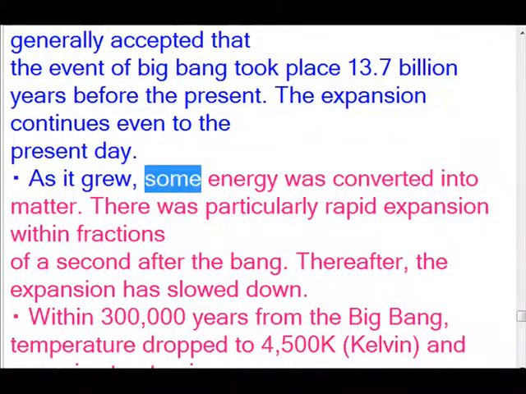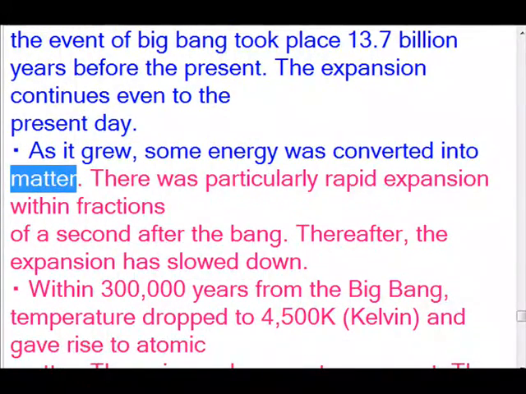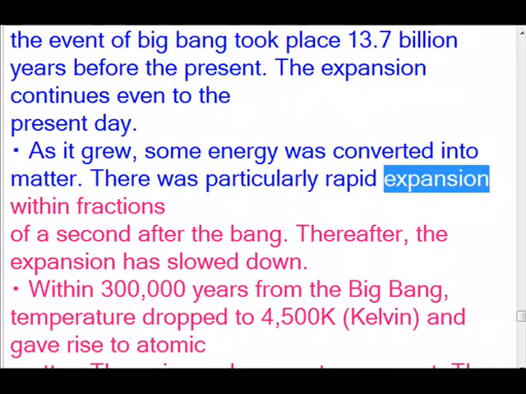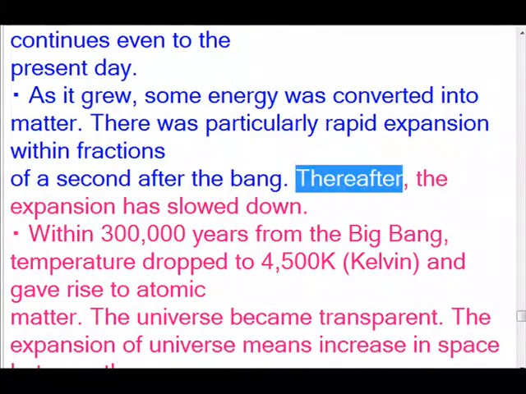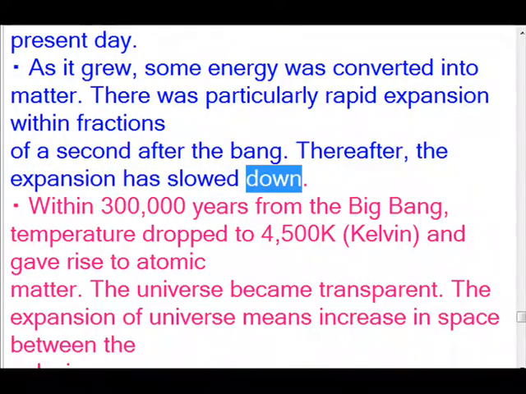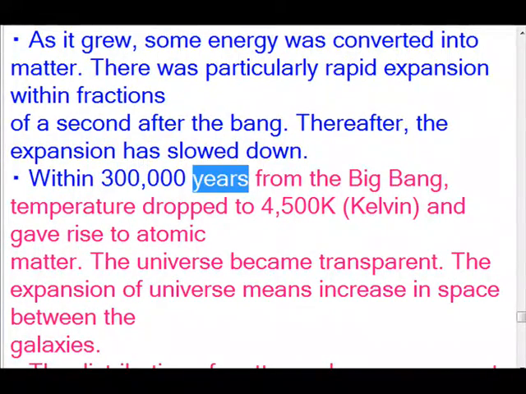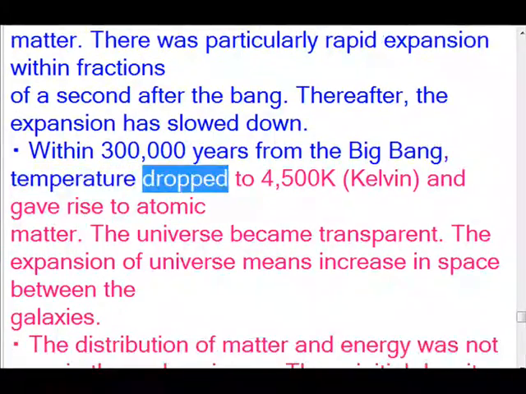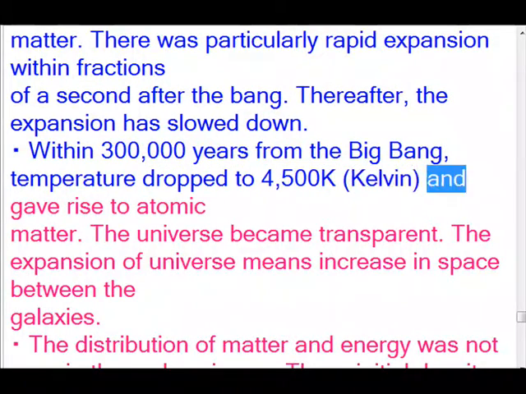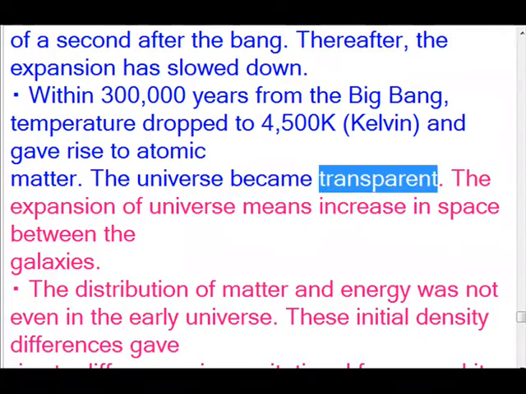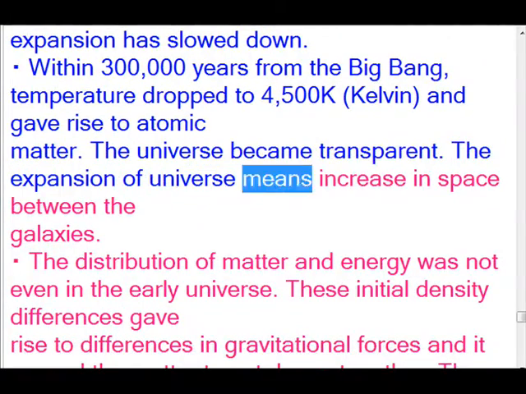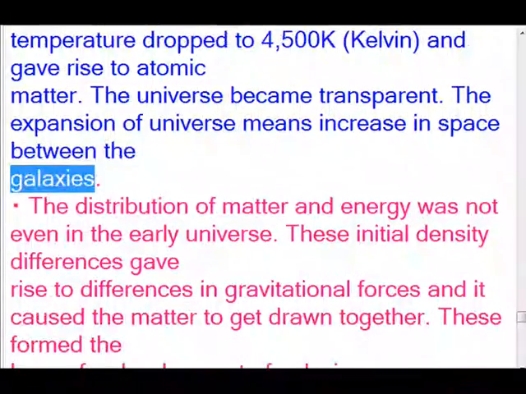As it grew, some energy was converted into matter. There was particularly rapid expansion within fractions of a second after the Bang. Thereafter, the expansion has slowed down. Within 300,000 years from the Big Bang, temperature dropped to 4,500 Kelvin and gave rise to atomic matter. The universe became transparent. The expansion of universe means increase in space between the galaxies.